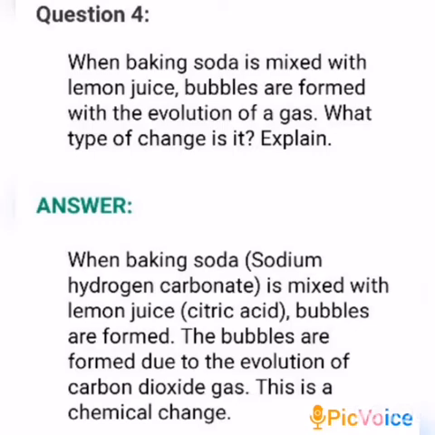Write the answer, children. Baking soda contains sodium hydrogen carbonate. When baking soda is mixed with lemon juice, and lemon juice contains citric acid, bubbles are formed. The bubbles are formed due to the evolution of carbon dioxide gas. This is a chemical change.